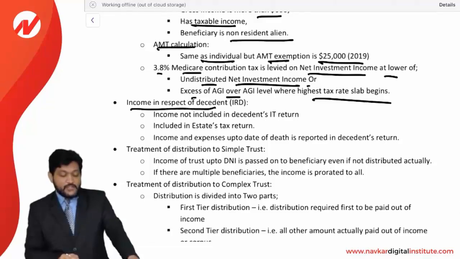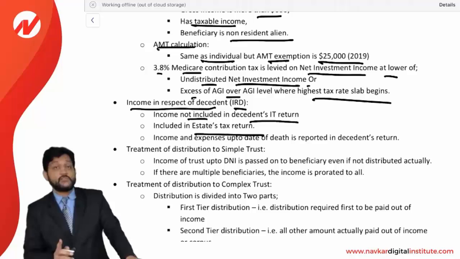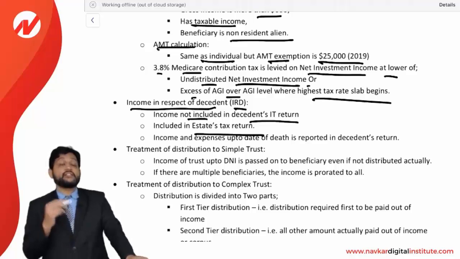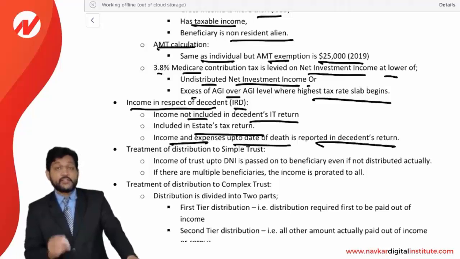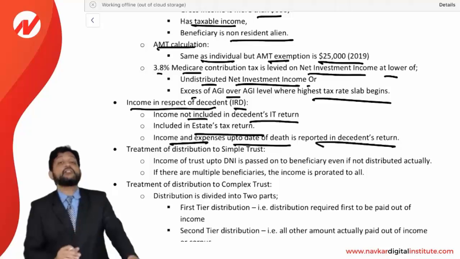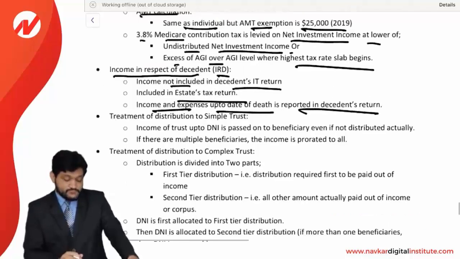Income in respect of a decedent, which is called IRD. Income not included in the decedent's income tax return is included in the estate's tax return. It will not be included in the decedent's return, it will be included in the estate's tax return. Income and expenses up to the date of death are reported in the decedent's return. Obviously, up to the date of death, whatever has been earned by the decedent will be in the decedent's last return, and the remaining income and expenses will be shown in the estate's tax return.